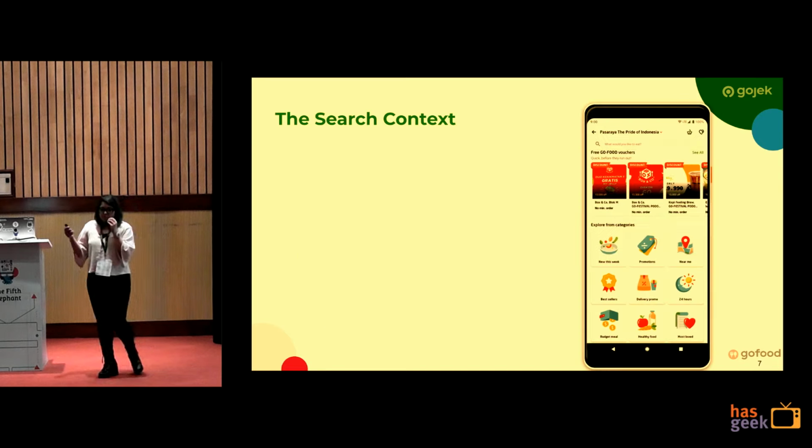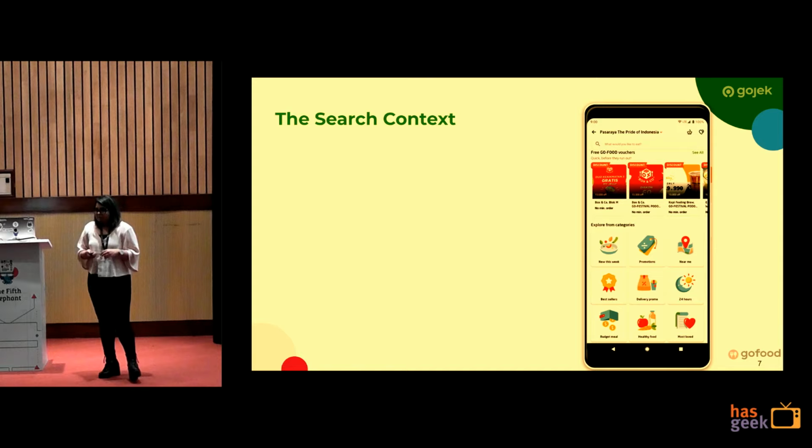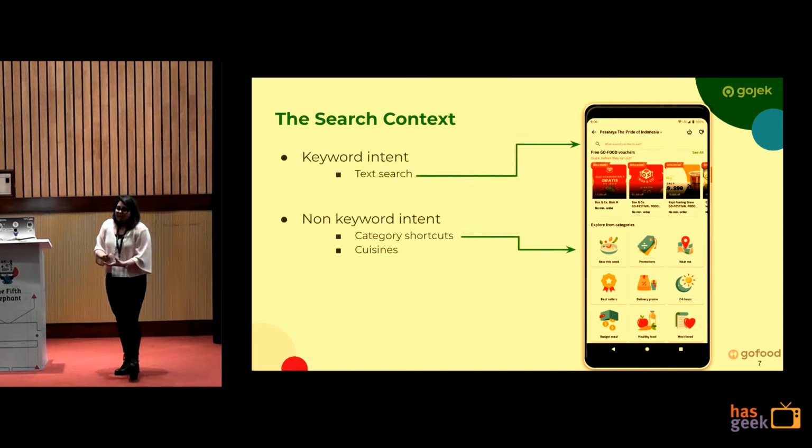This is what our app in GoFood looks like. GoFood is the food delivery platform inside GOJEK in Indonesia, and we process millions of orders per day. We have two types of search. The first one is a text-based search, and the second one is a non-text-based search. In text-based search, you type in a text query and it returns results that match the text query. The second one is category shortcuts and cuisines.